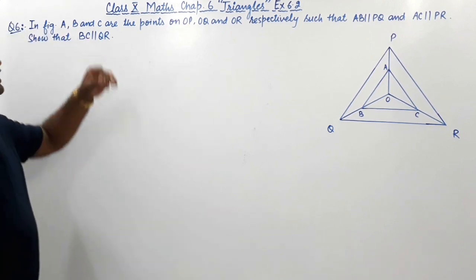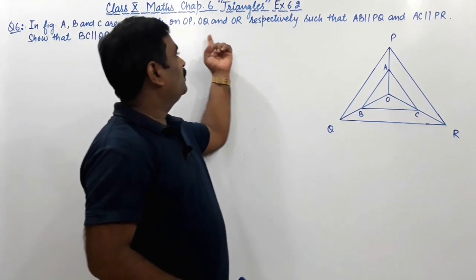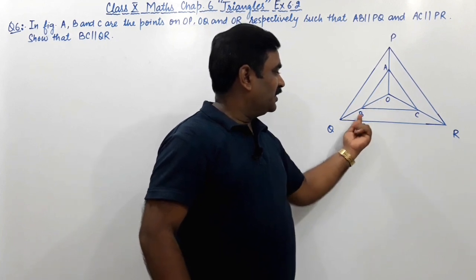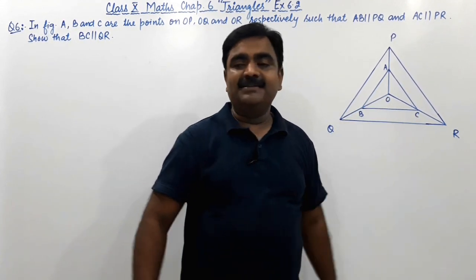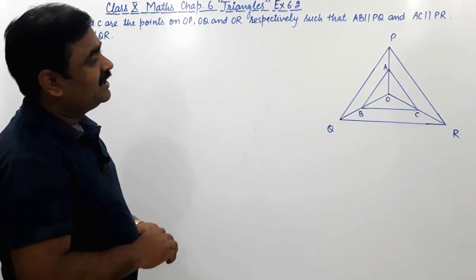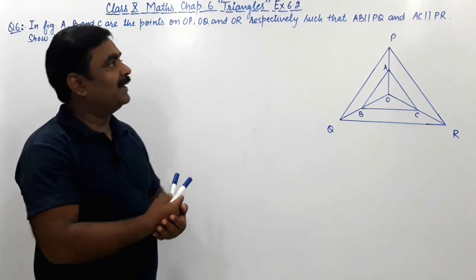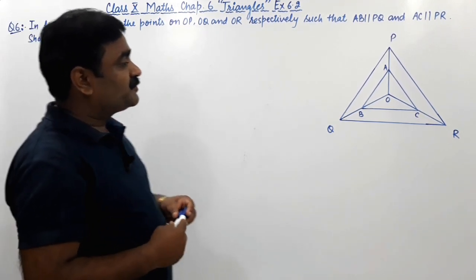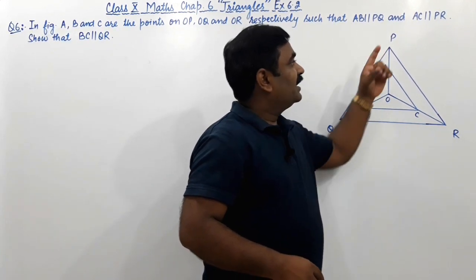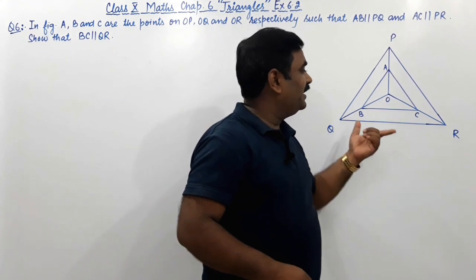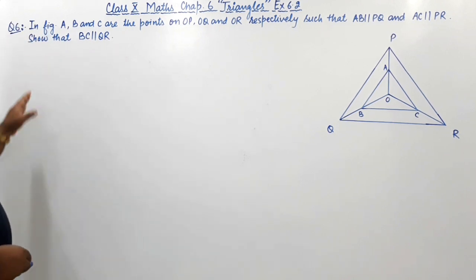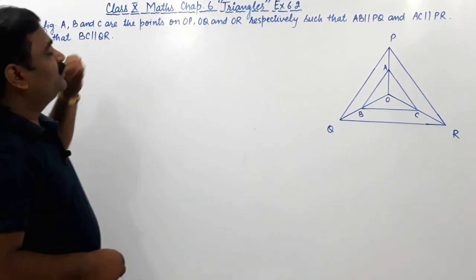In the figure, A, B, C are the points on OP, OQ and OR. This is OP. On OP there is a point A, on OQ there is point B, and on OR there is point C. So A, B, C are the points on the sides OP, OQ and OR respectively, such that AB is parallel to PQ and AC is parallel to PR. These two things are given. Now we are going to prove that BC is parallel to QR.